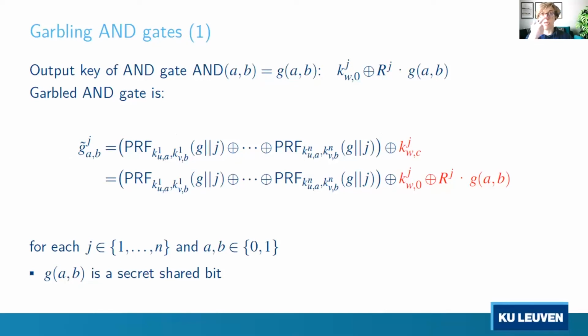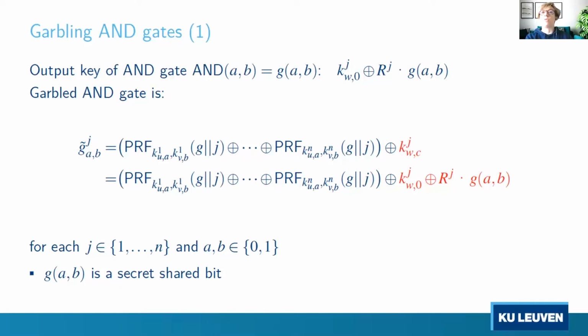So we consider again AND gates, and we now use GAB to denote the gate function with inputs A and B. So here GAB is AND of A and B, where A and B are the inputs, okay? They can be either 0 or 1, so we have 4 possibilities. Okay, so this means that we can rewrite the output key in this form. So the output key for the output wire W, K_W^{c,j}, is equal to K_{W,0}^j XORed R^j times GAB.